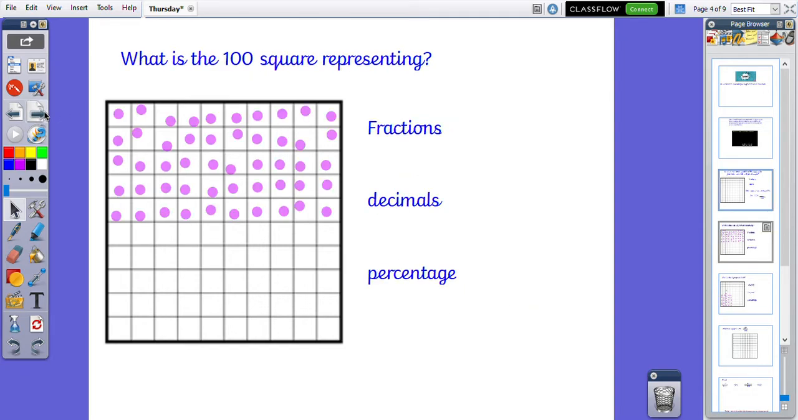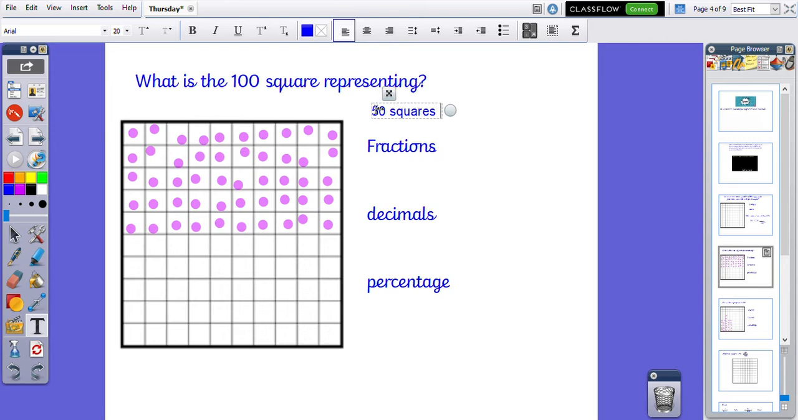So what is a 100 square representing? I've got a 100 square and some of my smaller squares have been shaded in. The first thing I'm going to do is work out how many squares have been shaded in. I know that each column is 10, each row even is 10. So I'm going to count in my tens because they are all full rows. So I've got 10, 20, 30, 40, 50. So I've got 50 squares shaded in.